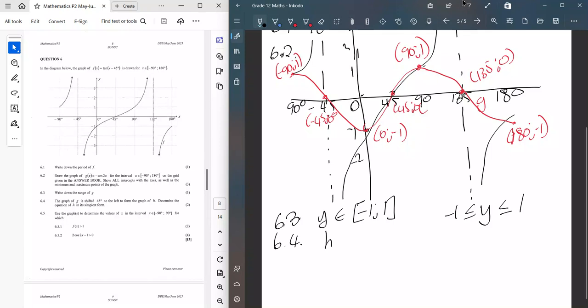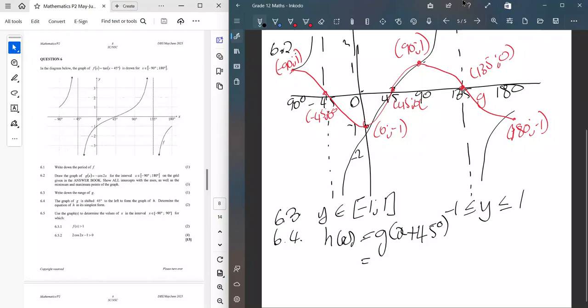What does it mean? It means, guys, H of X is G of X, but G of X shifted 45 degrees to the left. So moving to the left, we must say it's X plus 45 degrees. What is G of X? If you remember, G of X was negative cos 2X. You put X plus 45 degrees. This becomes negative cos, open bracket, 2x plus 90 degrees.